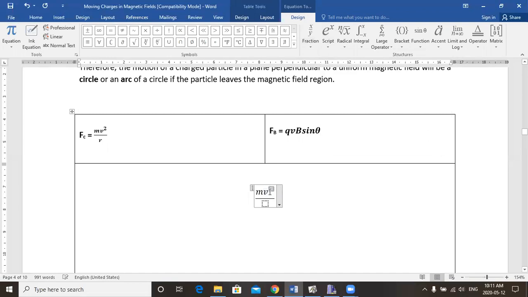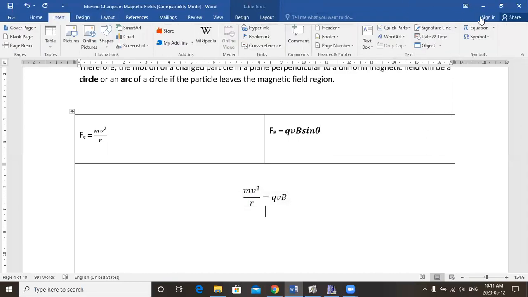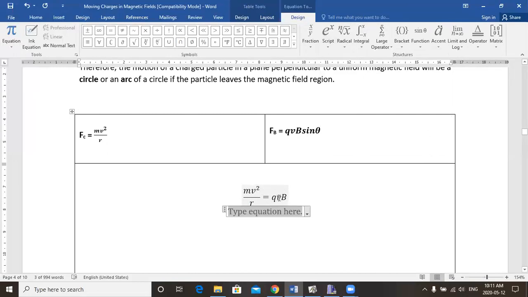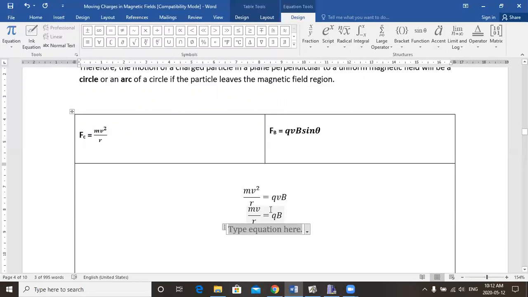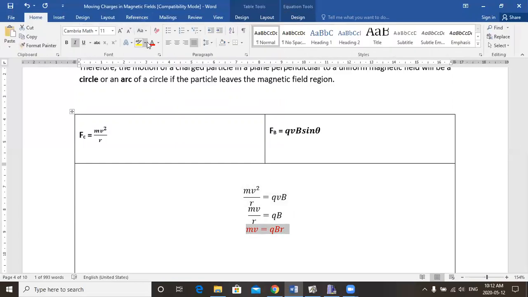So m v squared over r equals QVB sine theta, and we'll just say it's 90 degrees, so sine 90 is 1. You'll notice that there's v squared on the left and v on the right, so that v cancels. So we're left with mv over r equals qB. And lastly, we could state it as this, and this is going to be a very important relationship for us. If we multiply the r up, mv equals q times field B times r. That's the radius. So this is a very important relationship for the motion of charged particles in a magnetic field.